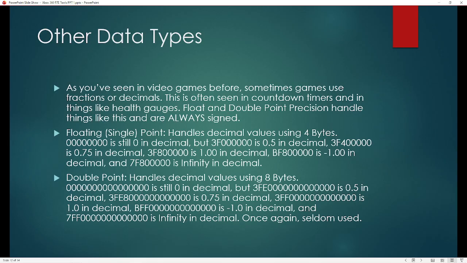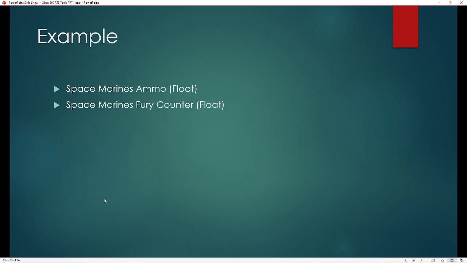Something that I will tell you about 64-bit values and double values, 64-bit being 8-byte: the games almost never use 8-byte values. They almost never do. It's usually 4, 2, or 1. So you'll probably either be dealing with 1 byte, 2 byte, 4 byte, or float. Float, once again, is your decimal values, if you didn't remember, as is double.